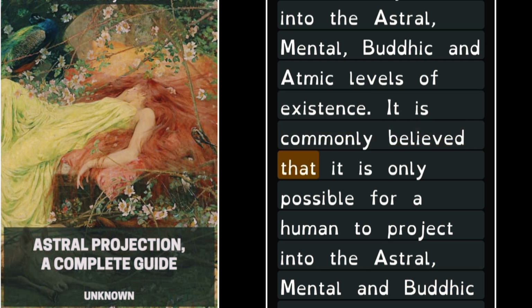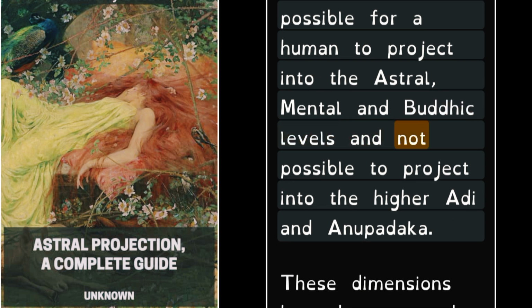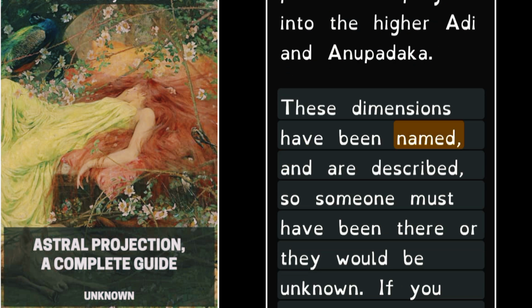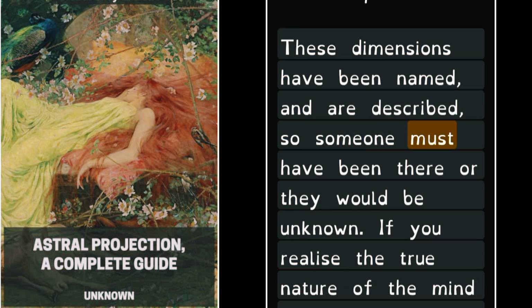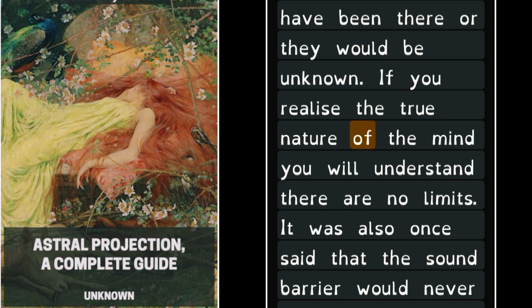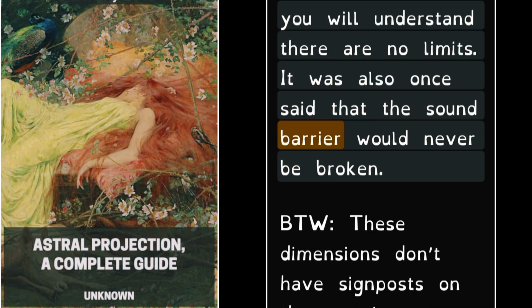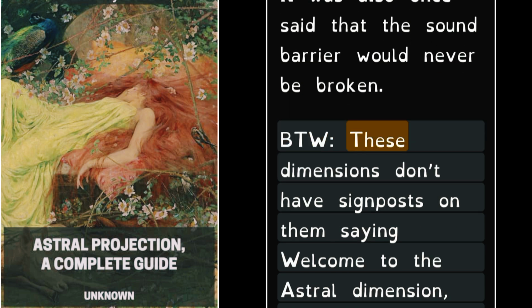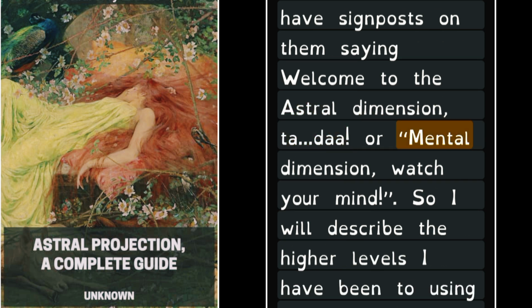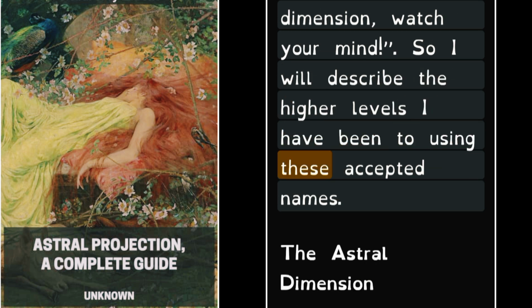It is commonly believed that it is only possible for a human to project into the astral, mental, and buddhic levels, and not possible to project into the higher adi and anupadaka. These dimensions have been named and are described, so someone must have been there, or they would be unknown. If you realize the true nature of the mind, you will understand there are no limits. It was also once said that the sound barrier would never be broken. By the way, these dimensions don't have signposts on them saying, "Welcome to the astral dimension," or "Mental dimension, watch your mind." So I will describe the higher levels I have been to using these accepted names.